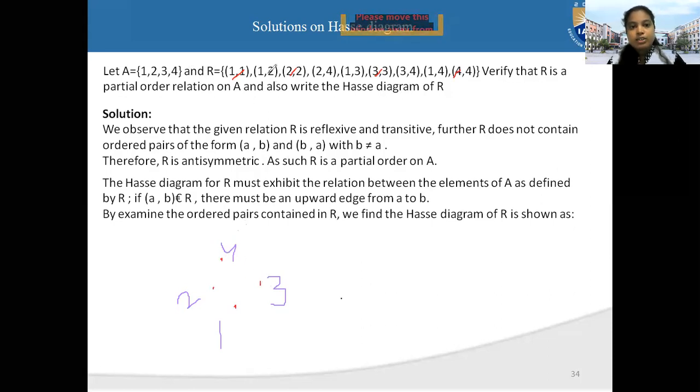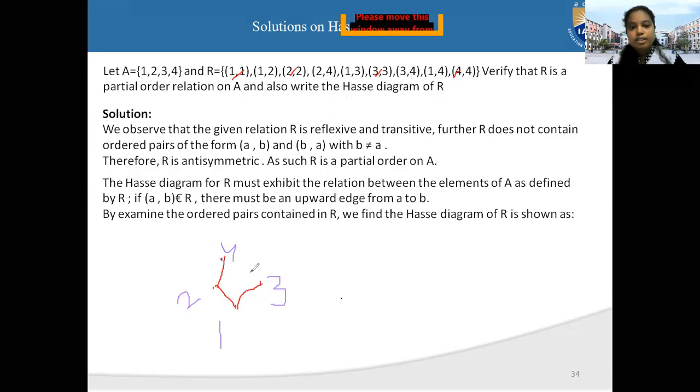So next you have to draw 1 comma 2. So follow the upward direction, right? 1 comma 2 you have to draw. Next 2 comma 2 is already removed. Next 2 comma 4. Okay. 2 comma 4 is a relation in this. Next you have to check it. 1 comma 3. Yes, 1 comma 3 you have to write. It is not a transitive relation here.